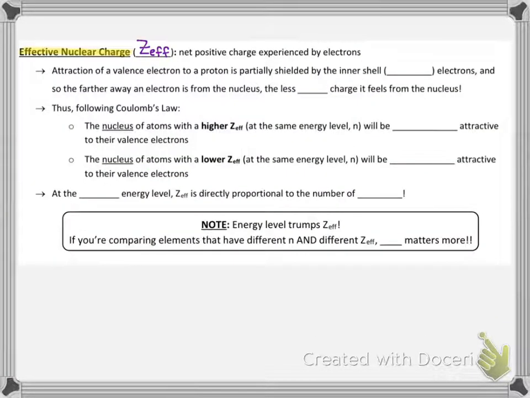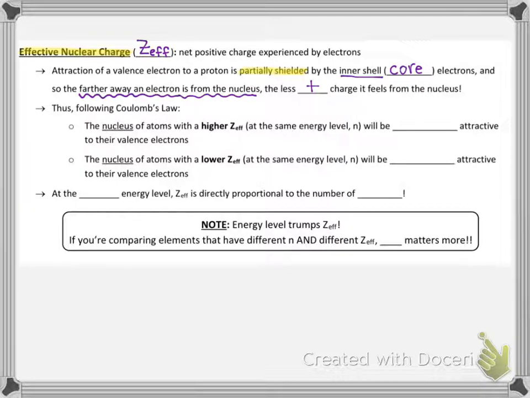So let's talk about effective nuclear charge, or Z effective, abbreviated Zeff. This is the net positive charge experienced by electrons. This is basically reminding us that a valence electron, while attracted to the nucleus, has some of that attraction blocked by the core electrons that are in between the outermost electron and the nucleus. So the higher an energy level an electron is found at, the further away from the nucleus, it's going to feel less positive charge overall.